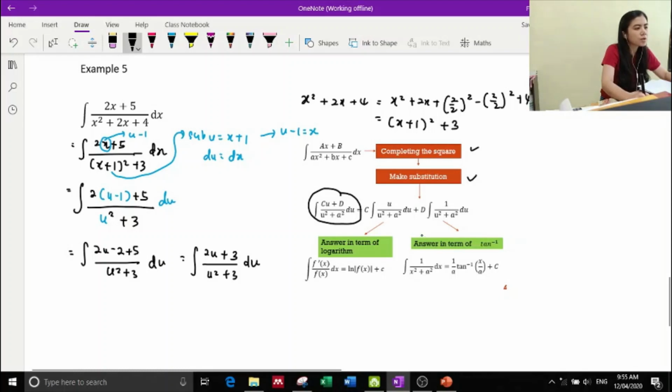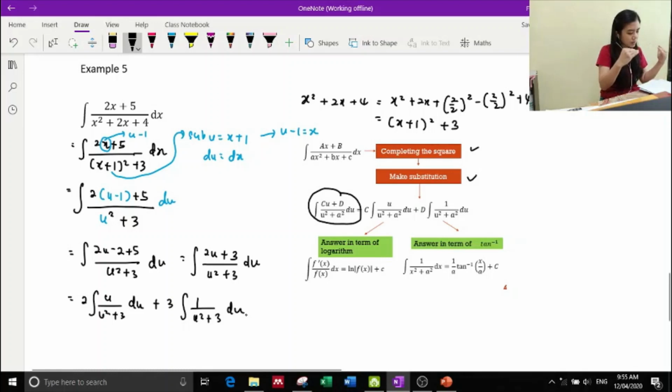We already go in this general form. So in this general form, it says that you have to separate into two different integrations. So for the first integration, we take out the value of 2, so you have 2 times u over u squared plus 3 du. The second, you take out the number 3, so we have 3 times 1 over u squared plus 3 du. Apparently I have skipped some steps, but I hope that you already understand how I get that.